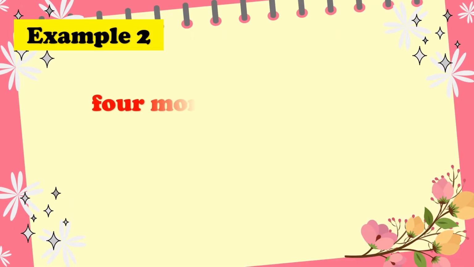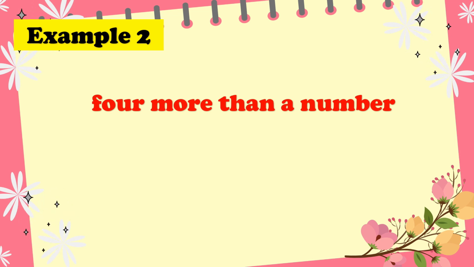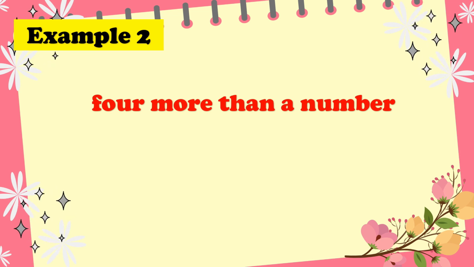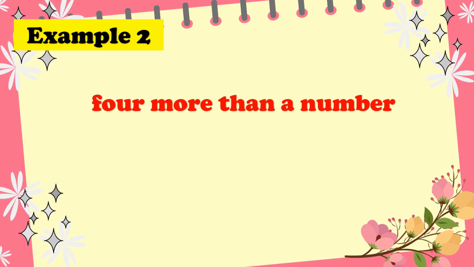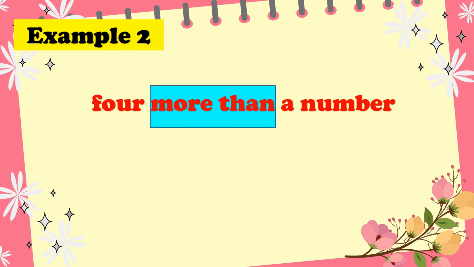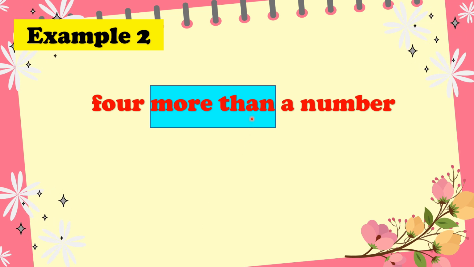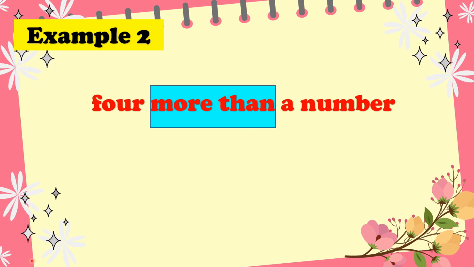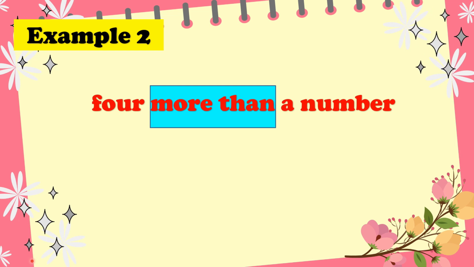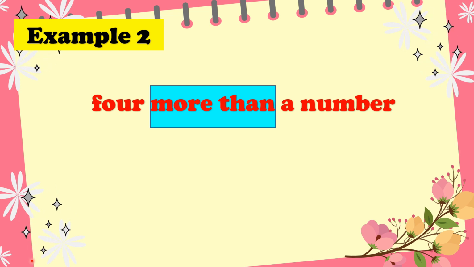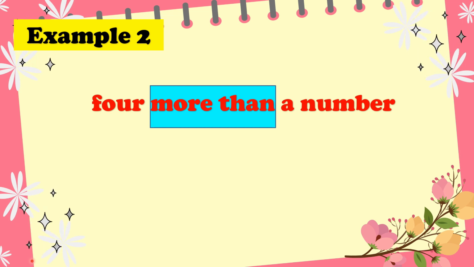Example number 2. 4 more than a number. Hanapin natin yung keyword na nag-i-indicate ng operation. Ano yun? More than. Now, napansin natin may word na than. At ang than ay switch word. So, may pagpapalitin tayo ng pwesto. Ano yung dalawang quantity na involved dito?